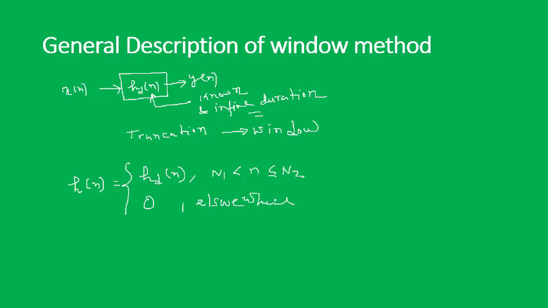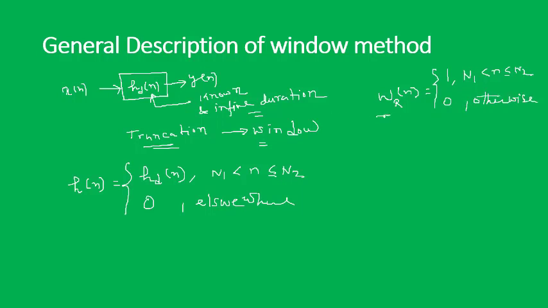So how do we do it? As I have mentioned, the process is called truncation with the help of a function called the window function. So basically we are defining some window function, say w of n, and let us take the simplest one, the rectangular window. So we define w of n as 1 within the range n1 to n2 and 0 otherwise.